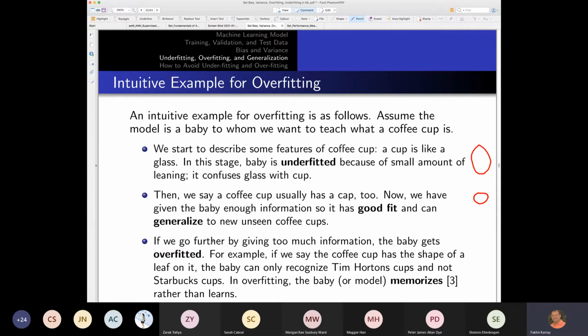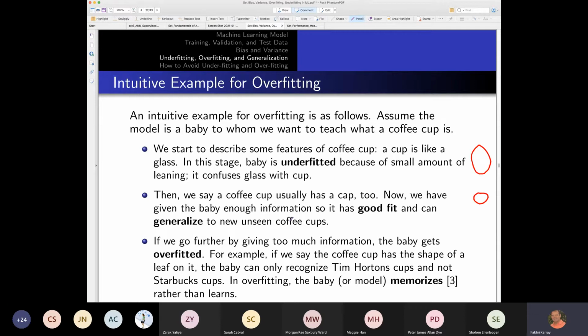If we go further by giving too much information, the baby gets overfitted. So if we start telling them that the cup has to be 5 centimeters and it has a handle, it has a certain type of features, then the baby gets overfitted or confused, for the human, or even for a complex machine learning model. The system starts to look at that particular description and tries to build a model for that very, very restricted description of a cup. You can specify a cup in 1,000 ways.